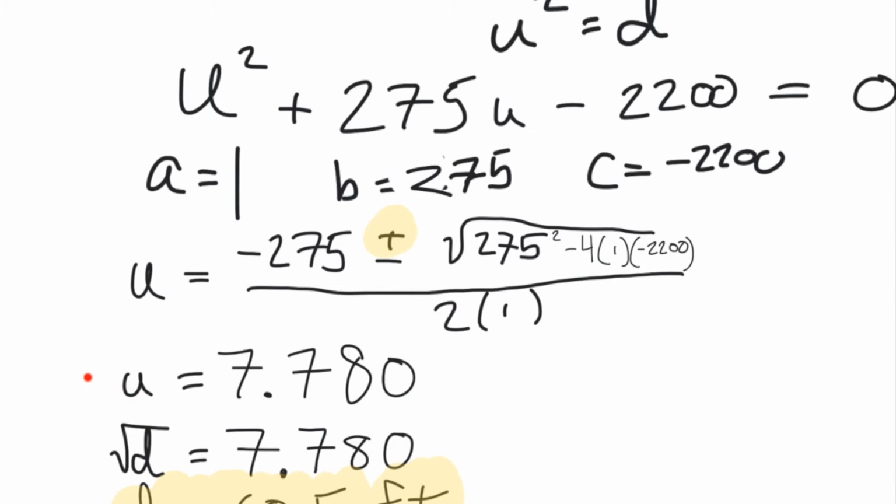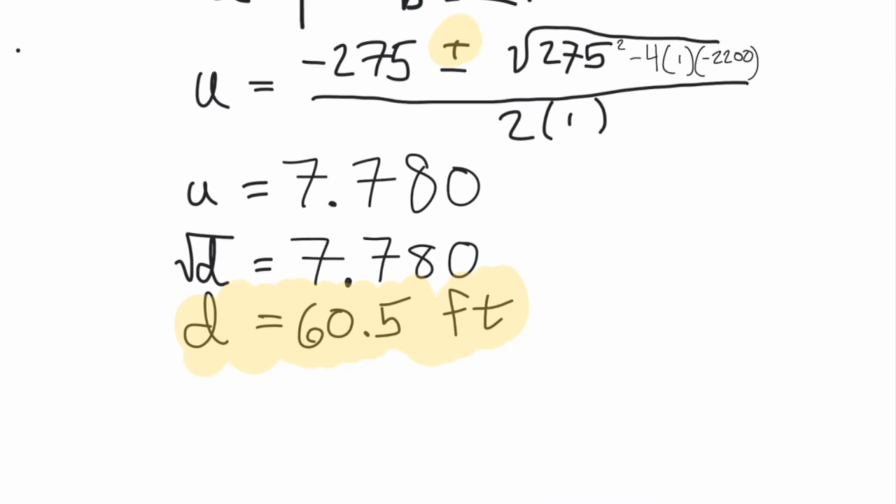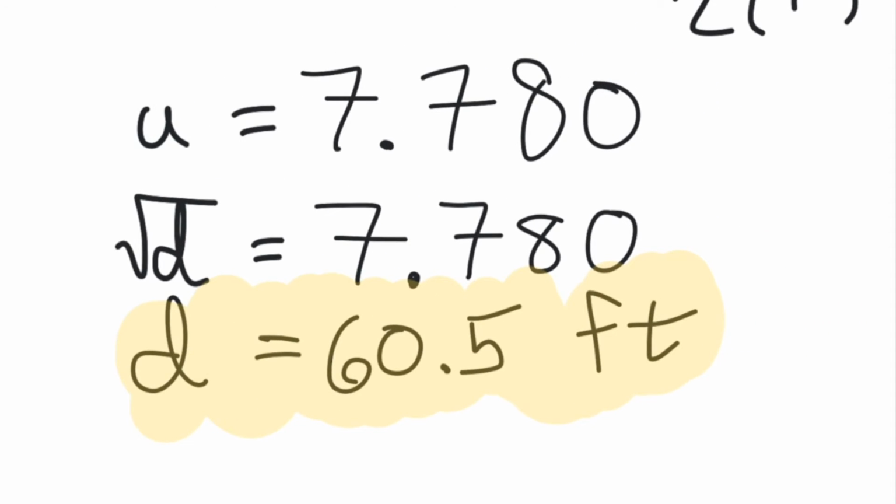That's what u is. And you remember u is also the square root of d. So back substituting to try and figure out what d is, we have the square root of d is equal to 7.780. Or when you square both sides, you get 60.5 feet. And that is the final answer.